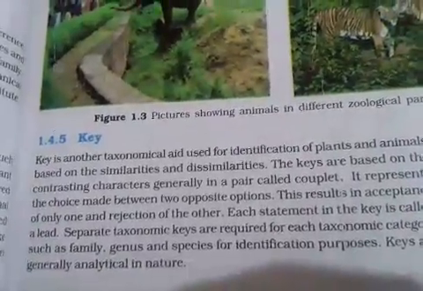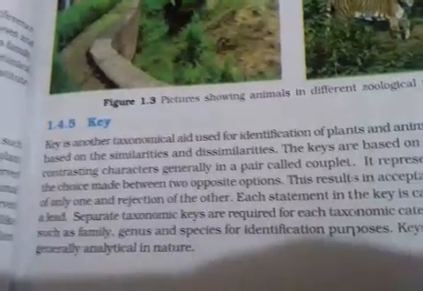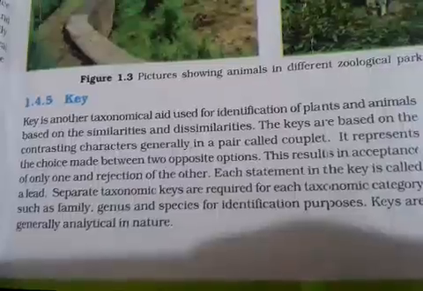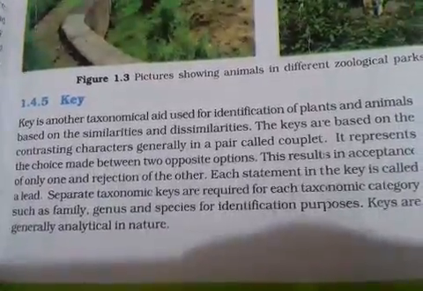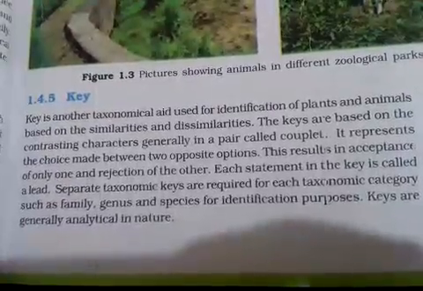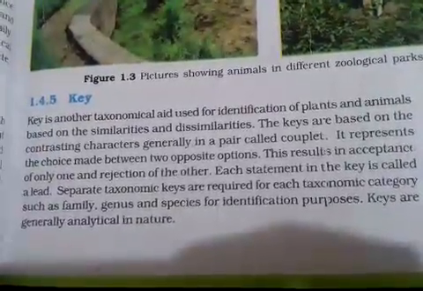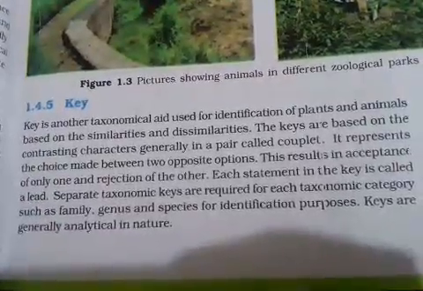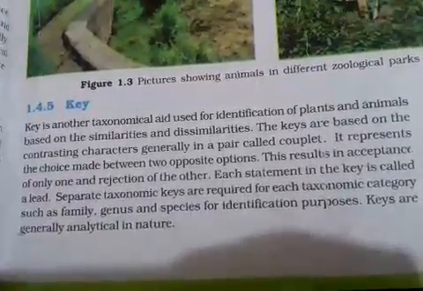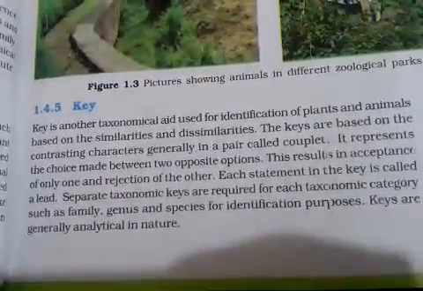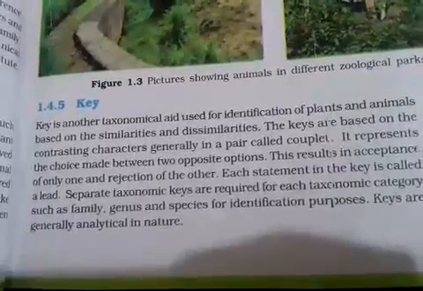The pair of characters which are chosen to represent a key is said to be a couplet. The keys are based on contrasting characters which are always kept in pairs; that is the couplet. It means you have to make a choice between the two options, in which one option will be accepted and the other rejected, and from the selected one, further classification follows. In this way identification of the organism is made.